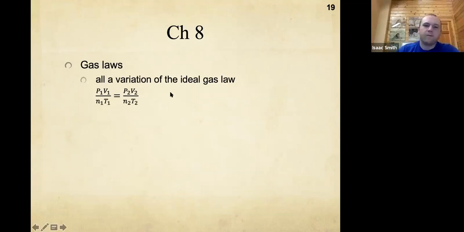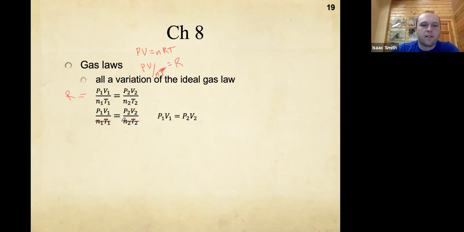All right, and then remember, gas laws are all variations of the ideal gas law. I showed this derivation a few times. But you can get this, right? The ideal gas law is PV equals nRT. You can read this as PV over nT equals R, and R is always the same. So P1 V1 over n1 T1 should equal some other set of P2 V2 over n2 T2, because these always equal the same thing, R, okay?